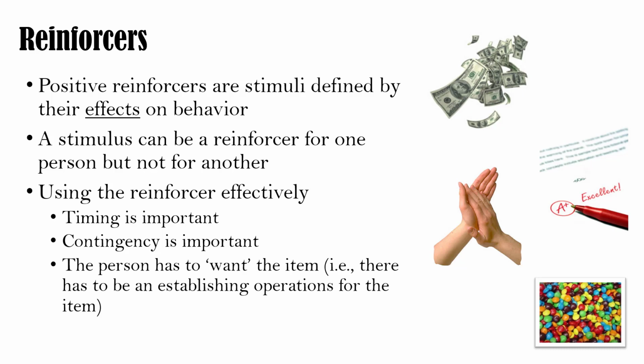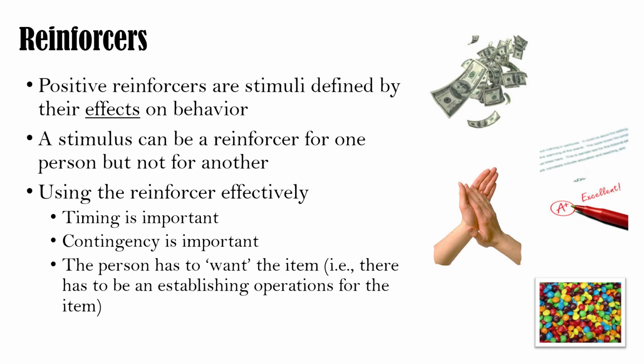And the last item is that the person has to want the item. So essentially there needs to be what we say an establishing operation for the item. And an establishing operation makes the reinforcer more valuable to the person and also makes the behavior that has produced the reinforcer in the past more likely to occur.